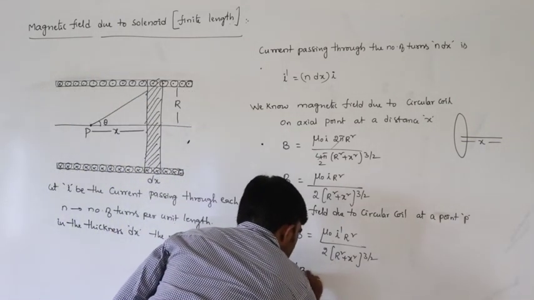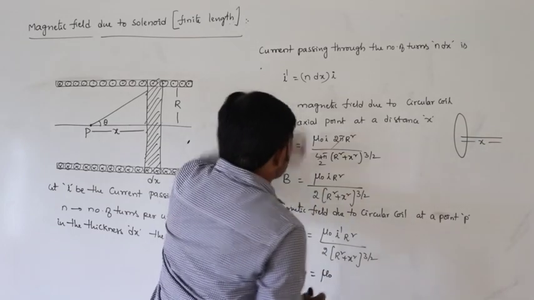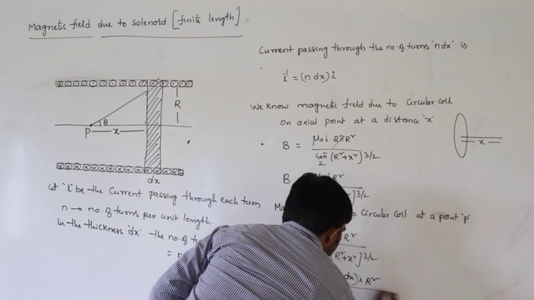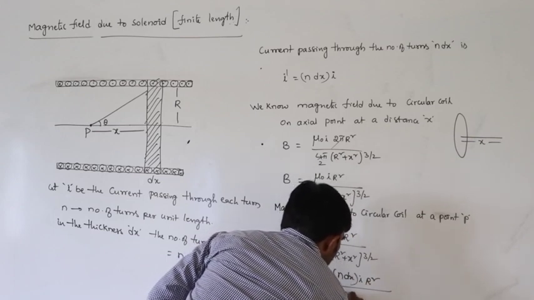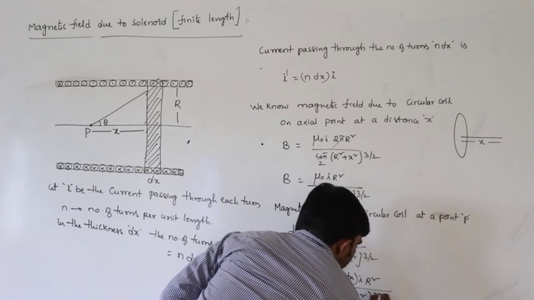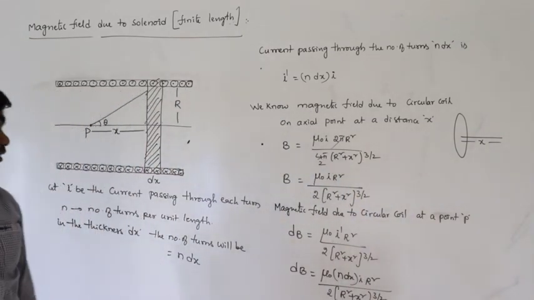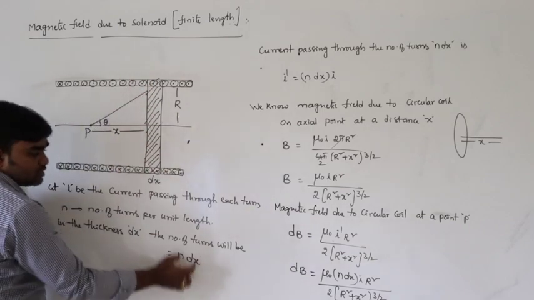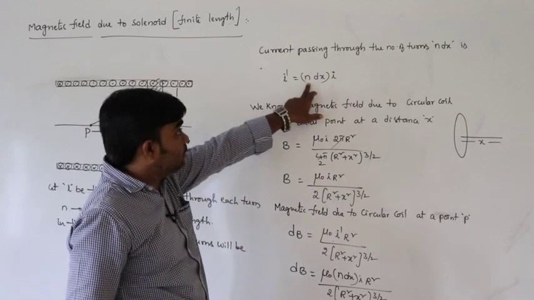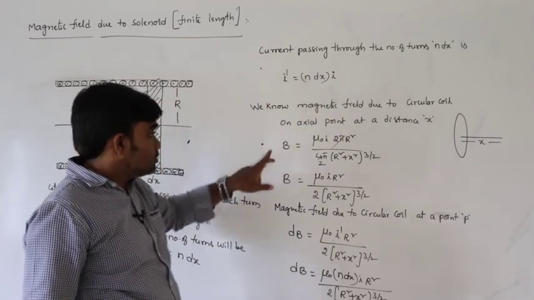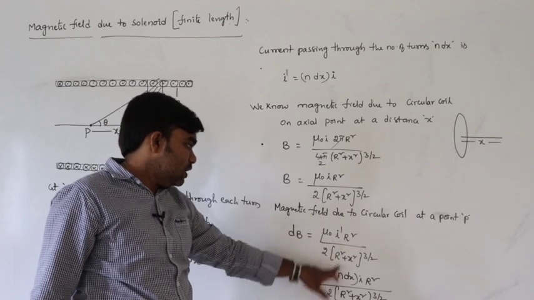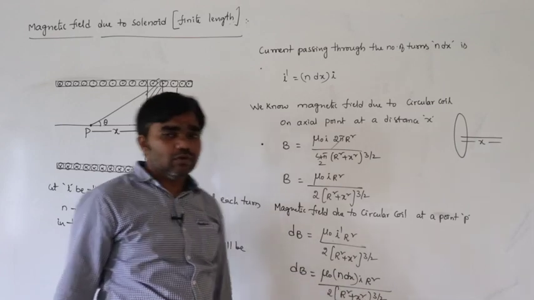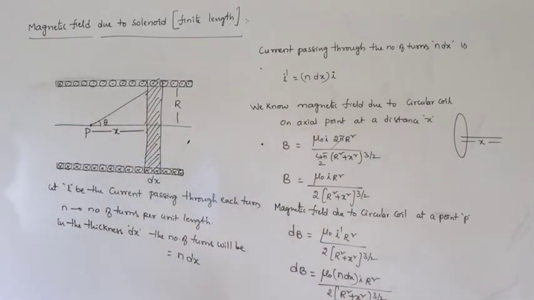So dB equals mu naught into what is I dash? n dx I r square divided by 2 into (r square plus x square) whole power 3 by 2. What is the current that passes through this small portion having number of turns n dx? That is I dash. I dash is nothing but n dx I r square by 2 into (r square plus x square) whole power 3 by 2.